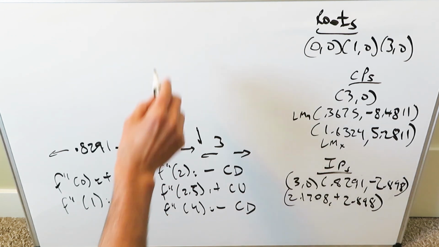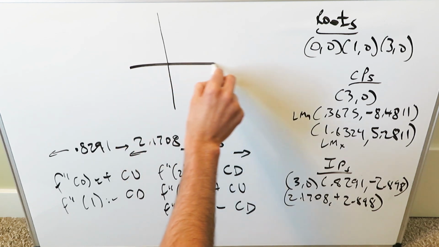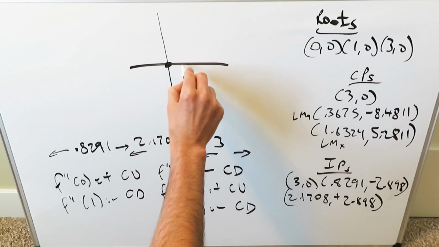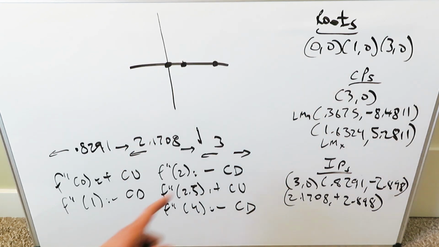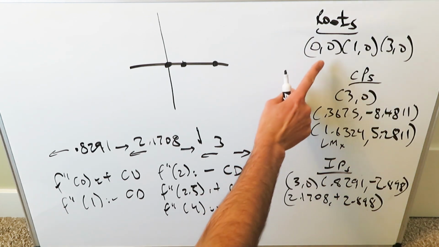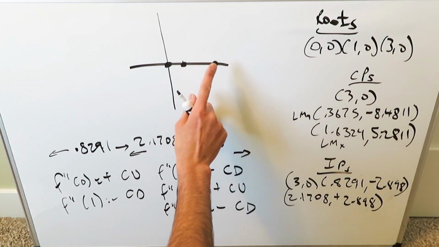I've erased everything and I'm going to put the graph right over here. Look at our roots: (0, 0), (1, 0), and (3, 0). Notice that root (3, 0) is a critical point (3, 0) and an inflection point (3, 0). (3, 0) will end up being a saddle point. Let's graph these out: (0, 0), (1, 0), (3, 0).